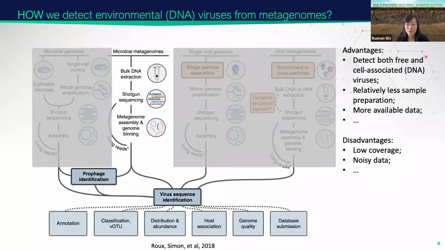As mentioned, this method could potentially capture both free and cell-associated DNA viruses with relatively less sample preparation needed, such as isolation or enrichment. And there are more bulk metagenomes currently available compared to viromes, if you want to do some meta-analysis. But the disadvantages are the low coverage, and the data could be relatively noisy when you're screening the virus signals. These are also reasons that contribute to some of the challenges that we're going to talk about later.